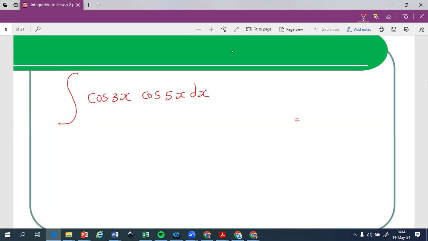My answer is 1 out of 16 sine 8x, plus 1 out of 4 sine 2x. Okay. Let's wait for the rest and see what others are saying.